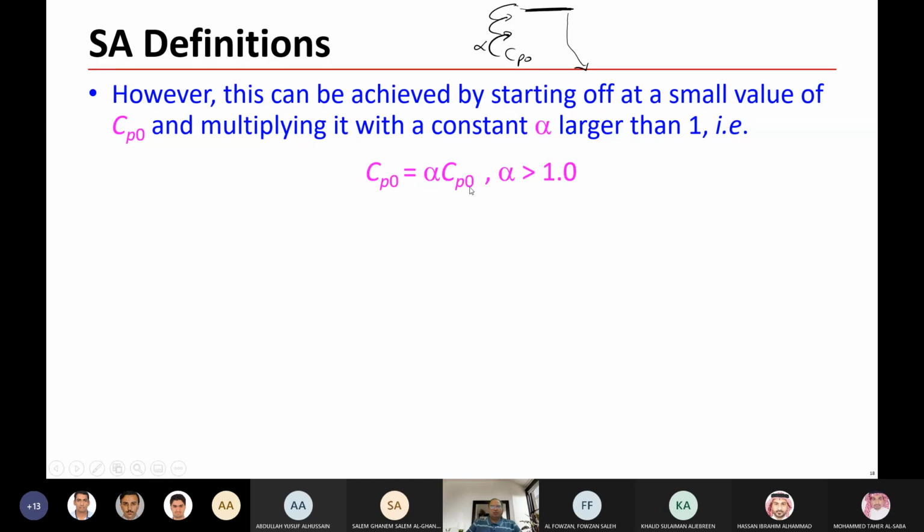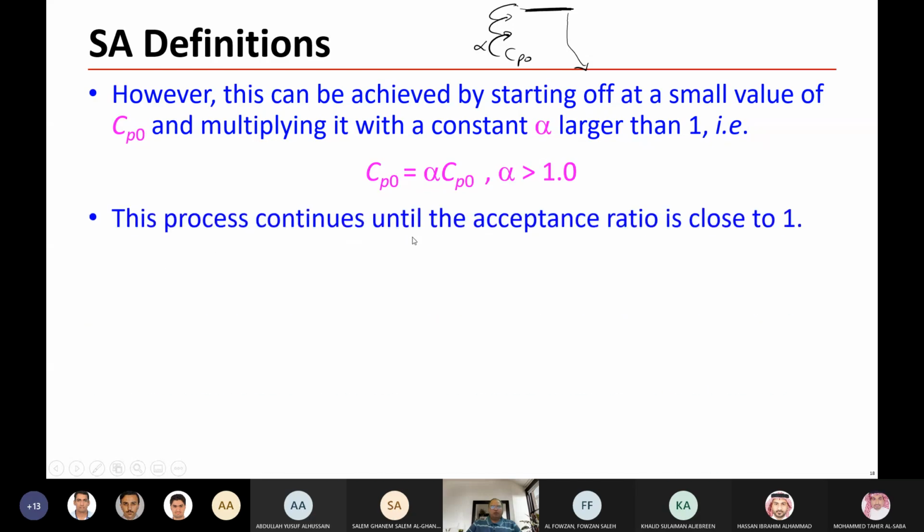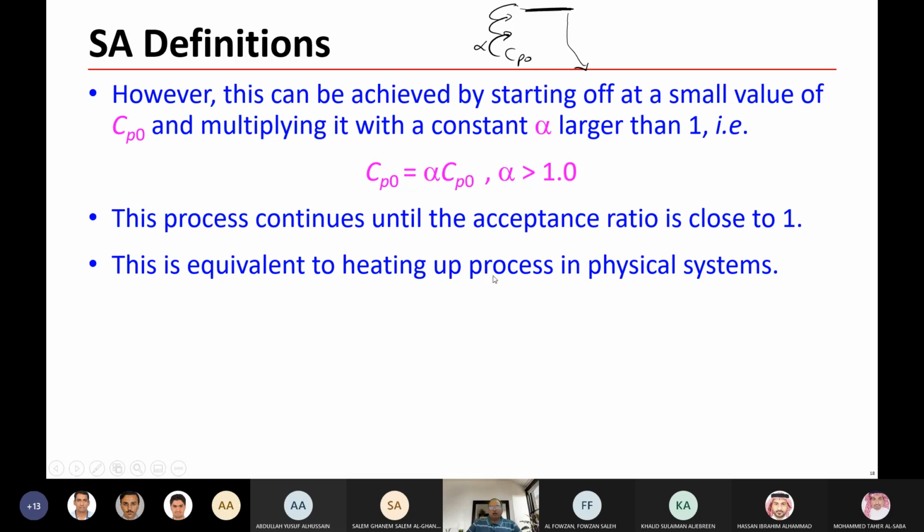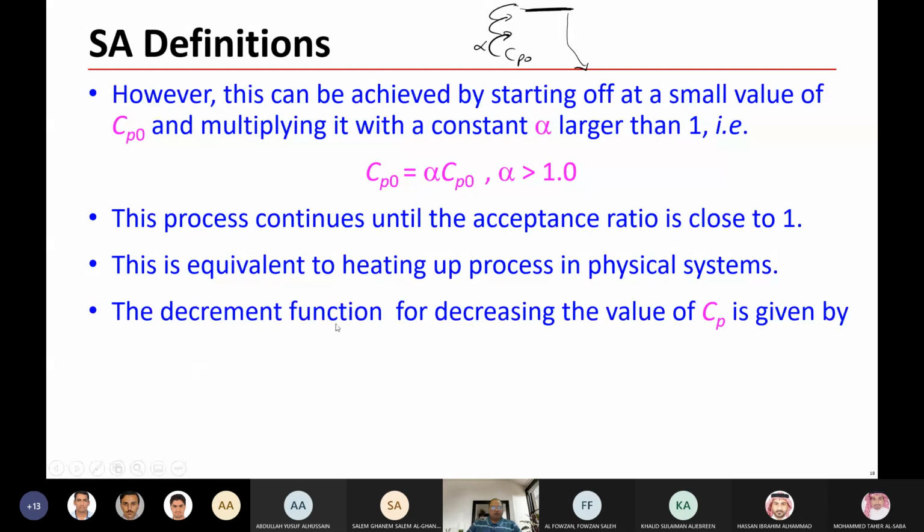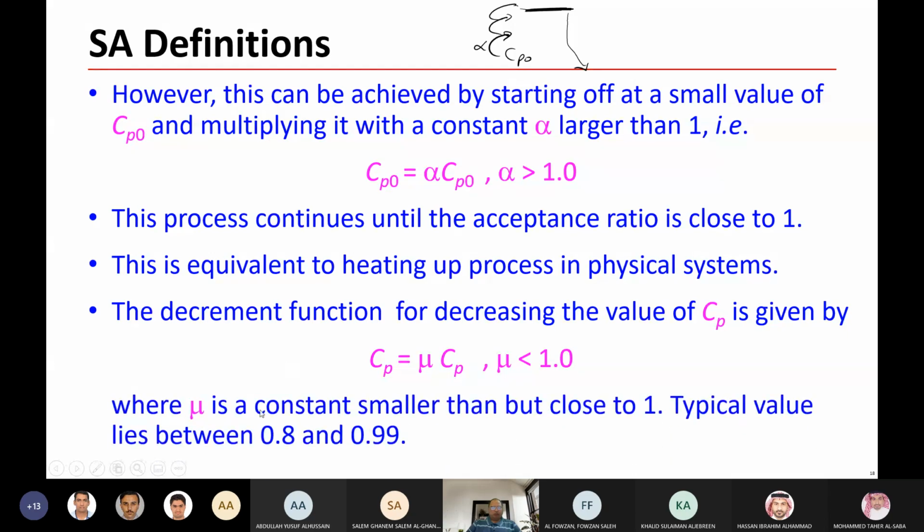You multiply CB0 by alpha, alpha is greater than 1. And then the process continues until the acceptance ratio is close to 1. And then you start the heating up process in physical. So this is equivalent to the heating up. And the decrement function, now we start cooling. CB is given by CB equal to mu times CB, where mu is less than 1. So you start decreasing the CB, where mu is a constant smaller, but close to 1, typical value between 0.8 and 0.99.